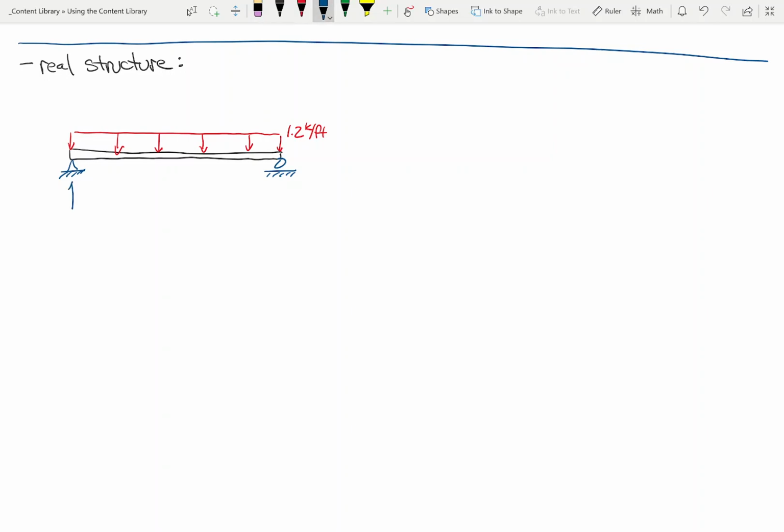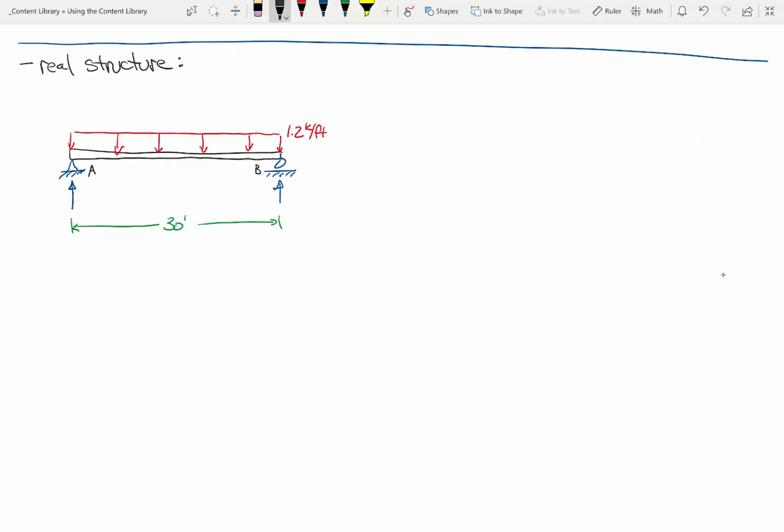Okay, we're going to have a reaction here, and we know that this distance is 30 feet. Okay, and we call this point A, point B. Okay.